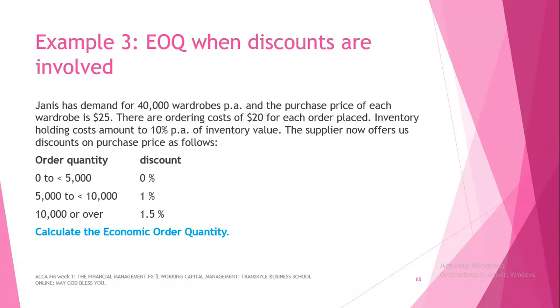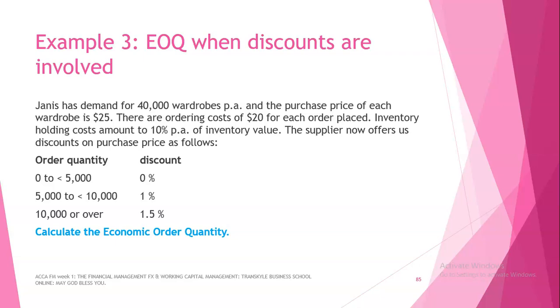All right. Janice has demand for 40,000 wardrobes per annum, and the purchase price of each wardrobe is $25. There are ordering costs of $20 for each order placed. Inventory holding costs amount to 10% per annum of inventory value. The supplier now wants us to have some discount on the purchase price as follows.